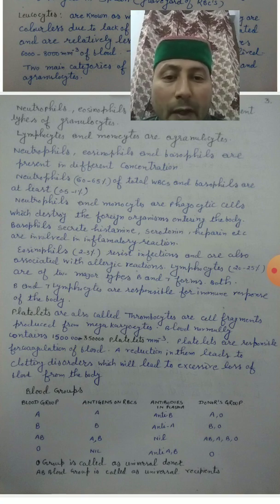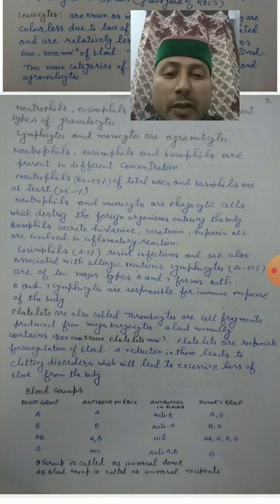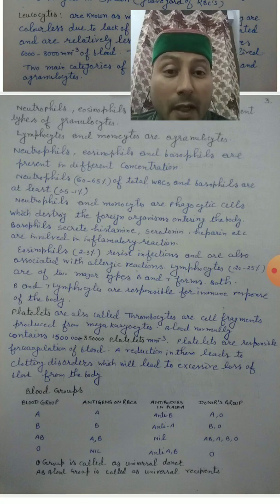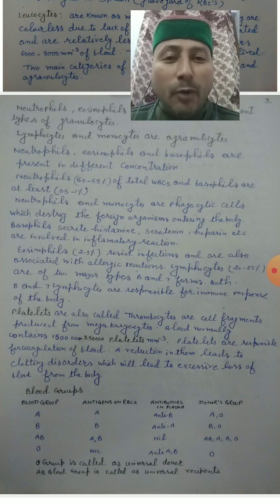Lymphocytes are 20 to 25%. They are of two major types, B type and T type. Both B and T lymphocytes are responsible for the immune response of the body. They are also responsible for antibodies. Nowadays we talk a lot about antibodies, that antibodies have to be formed, and the vaccine will make antibodies.